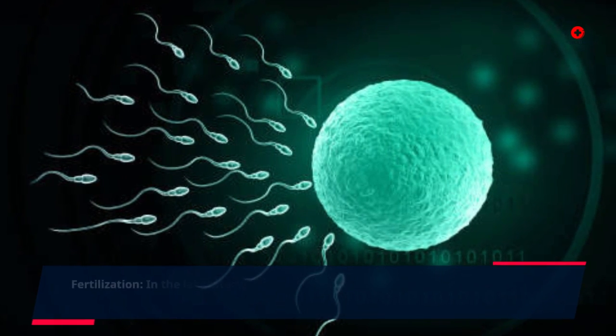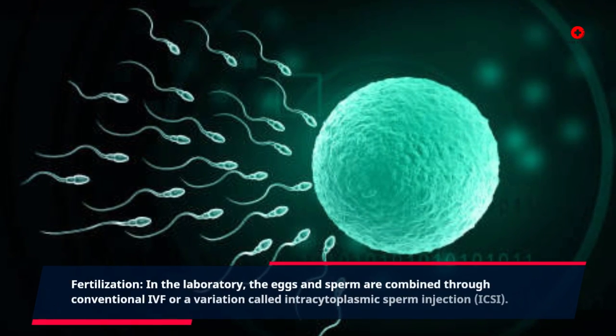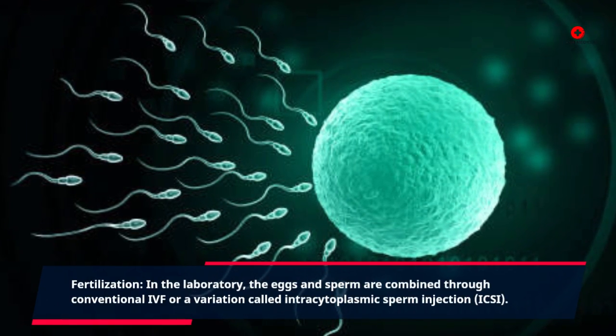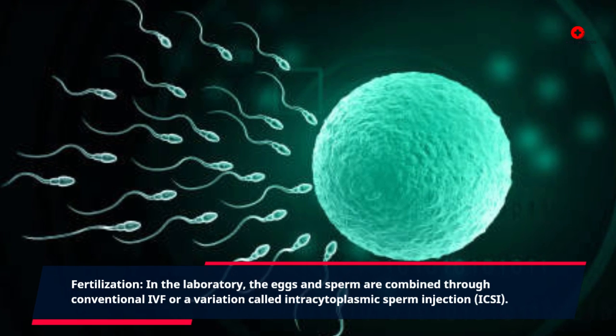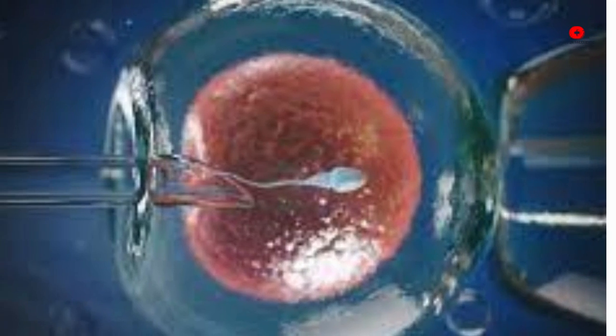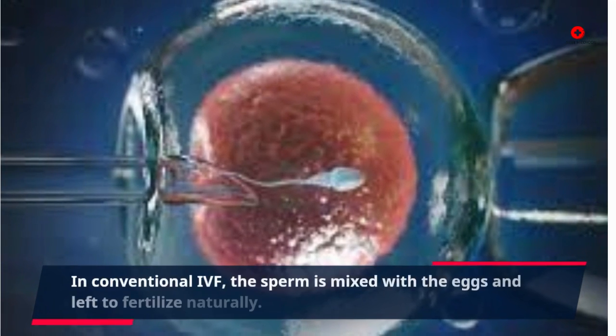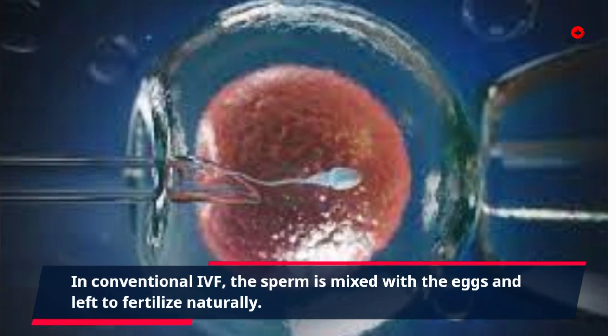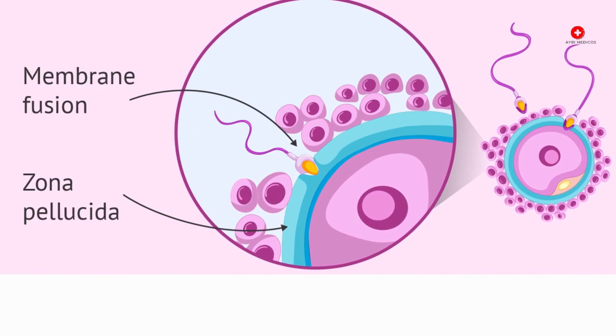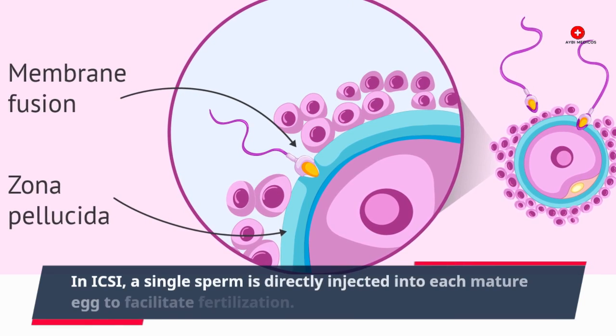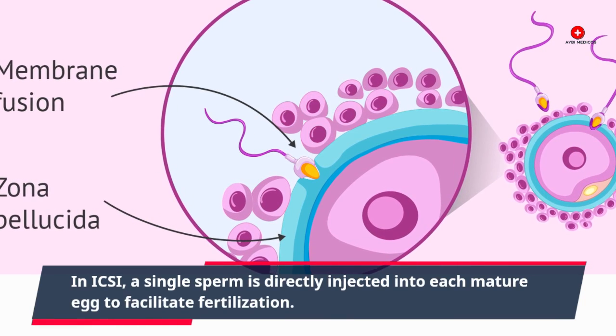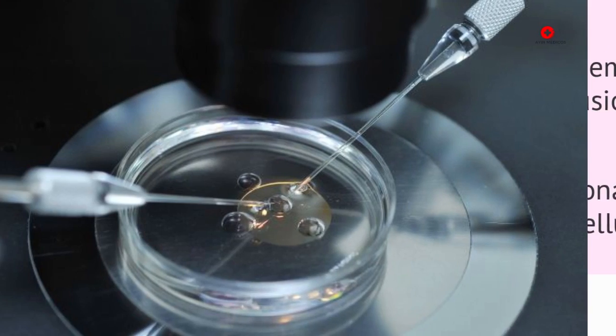Fertilization. In the laboratory, the eggs and sperm are combined through conventional IVF or a variation called intracytoplasmic sperm injection, ICSI. In conventional IVF, the sperm is mixed with the eggs and left to fertilize naturally. In ICSI, a single sperm is directly injected into each mature egg to facilitate fertilization.